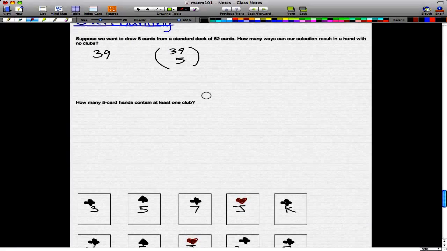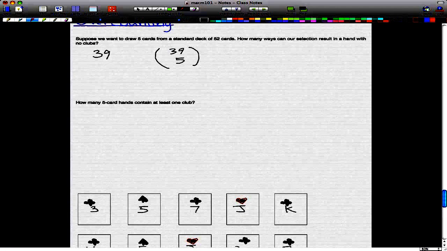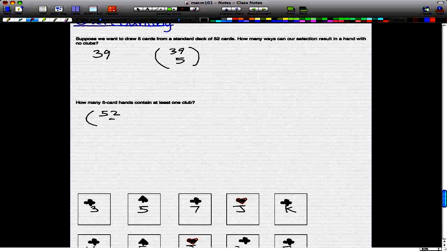Now, how many 5 card hands contain at least one club? All we have to do here is take all the different ways that we can make a 5 card hand, and take away the ways that we can make a 5 card hand with no clubs. So first we find all the possibilities. That's 52 choose 5. These are all the possible hands we can come up with. It includes spades, clubs, hearts, or diamonds.